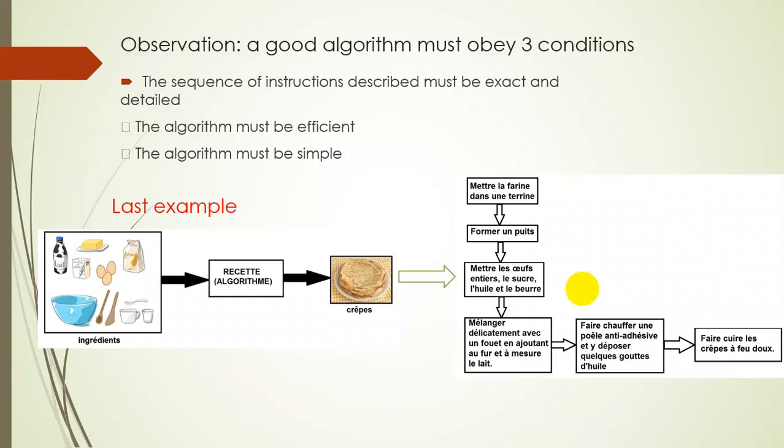Observation: a good algorithm must obey three conditions. The sequence of instructions described must be exact and detailed. The algorithm must be efficient. The algorithm must be simple.